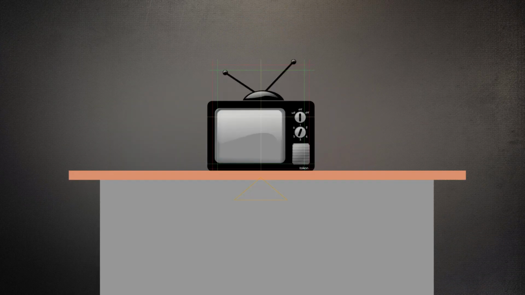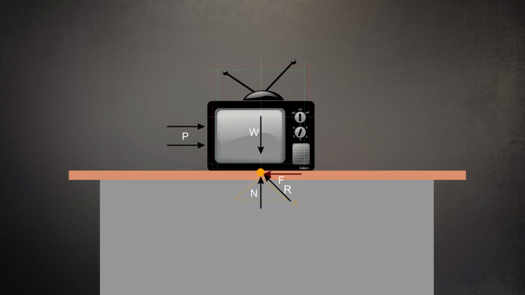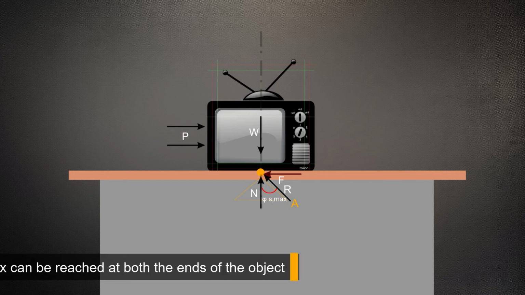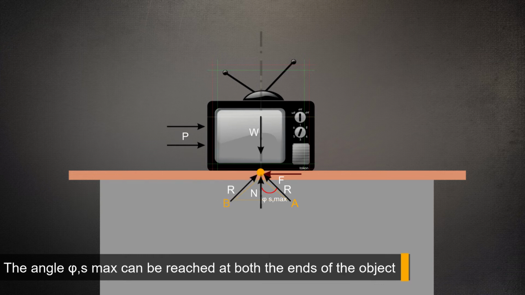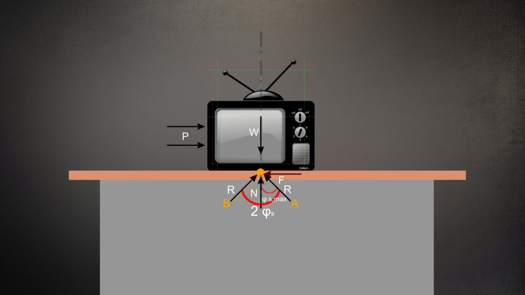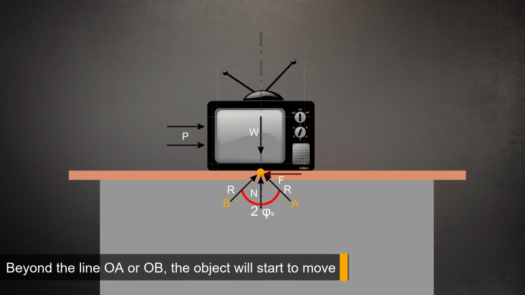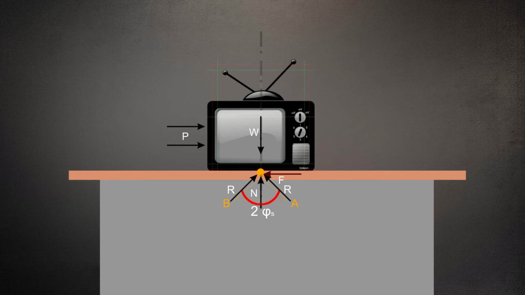Now, let us move on to the last term, the cone of friction. We consider the same example of the TV, but this time it is on a horizontal plane. We learned in the previous concepts that the resultant of the limiting static friction and the normal reaction can reach the maximum value, and the angle at that point is phi s max, the angle of static friction. So, the angle phi s max can be reached at both the ends of the object. The resultant has an inward angle of 2 phi s. If the resultant is beyond the line OA or the line OB, the object will start to move. Therefore, for the object to be in the state of rest, the resultant has to be within this triangle AOB.